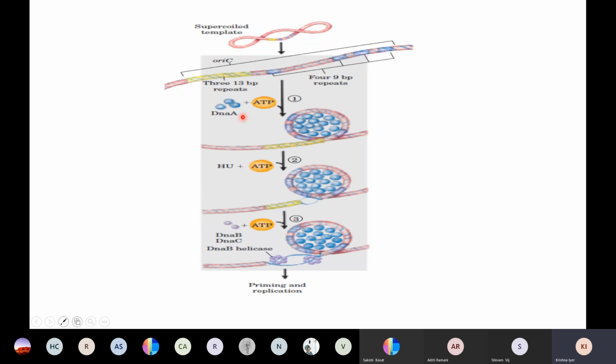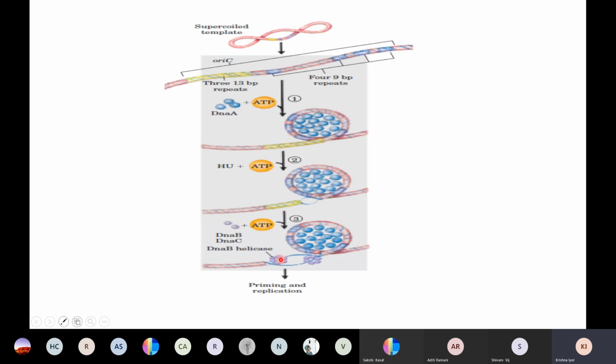Now what does the DnaA protein do? Along with ATP, based on recognizing this region, it takes this region and wraps it around itself. As it is doing that, it slowly unwinds the region, which is this 9 base pair region. You can see that. As it does that, other proteins DnaB, DnaC, and your helicase start coming in. That is the point called the origin of replication, from where you get replication in either direction, one in this direction and one in this direction.